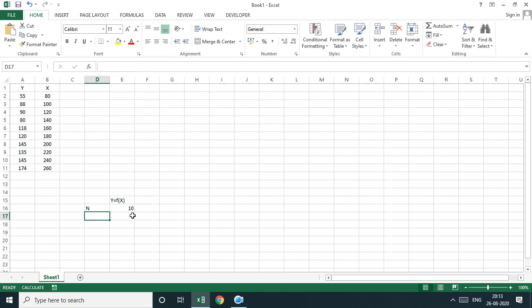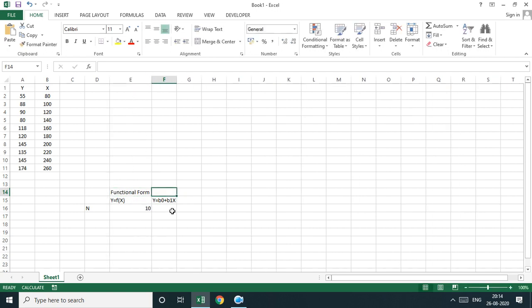Okay, the regression equation is assumed to be linear in parameters. So this functional form we can convert into a linear equation, just like y is equal to b0 plus b1 x. So in econometrics, this is just a functional form, and this is the linear form.